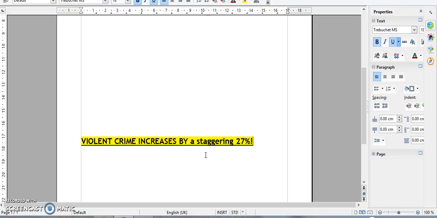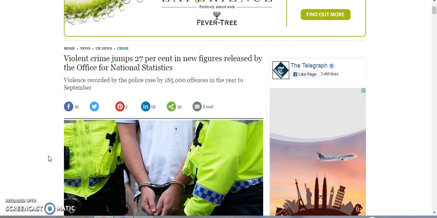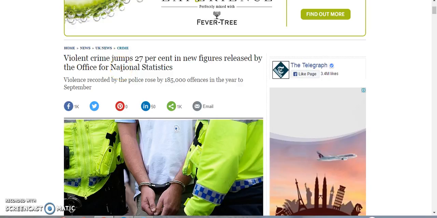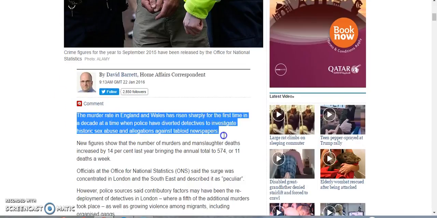But what we're going to look at now is why it's a fact that shouldn't necessarily be taken at face value. So this is the article I broadly got that headline for, a newspaper that's taken that 27% and gone with it, added their own interpretations to it. Now, this first paragraph here is sort of contrasting the rise in murder rates and things like that with police investigating historic sex abuse and allegations against tabloid newspapers.